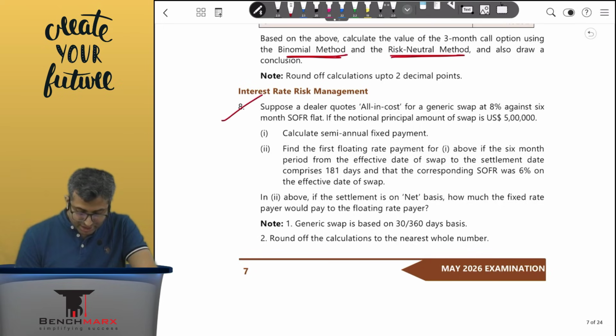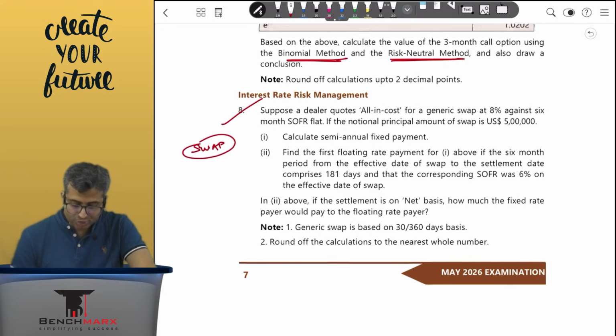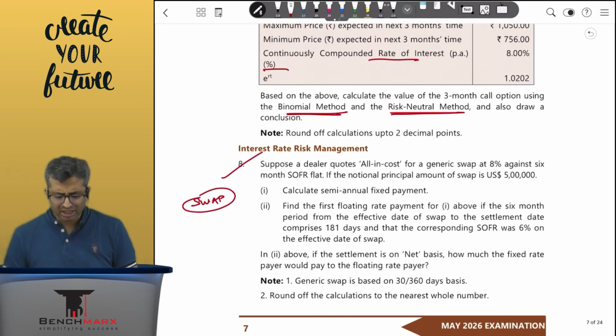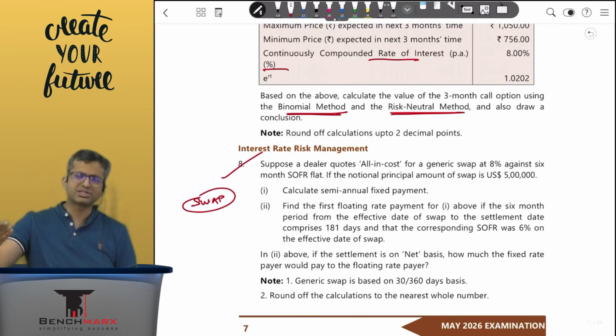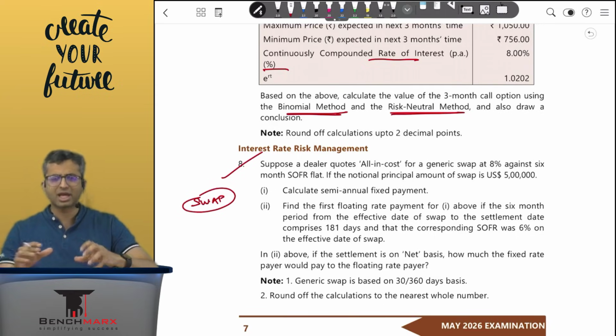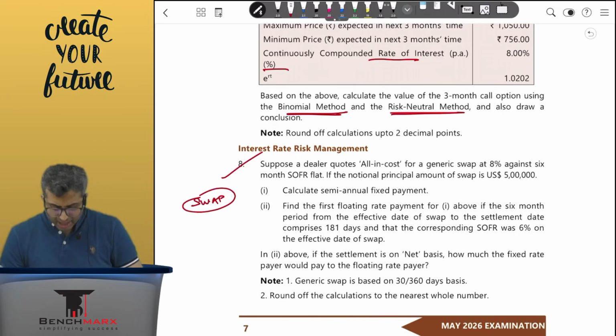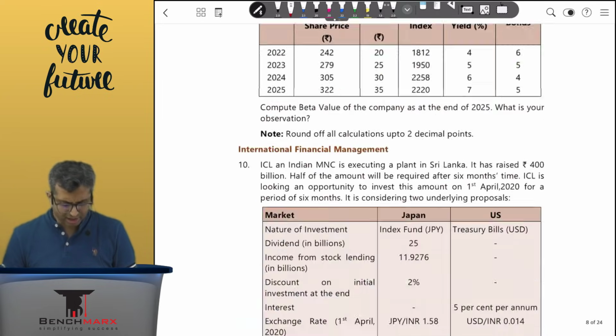In terms of interest rates, there is this question regarding swap, but thankfully you don't have to design a swap or something. You have been given data regarding the fixed rate payment and the floating rate payment, and you have to do the workings. Usually the fixed rate payment happens based on the 30/360 rule, which they have mentioned, and the floating leg, usually what the institute does, is based on the actual/360 rule. So this is regarding the swap.